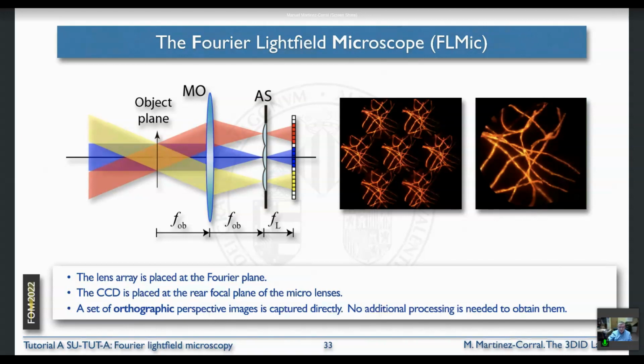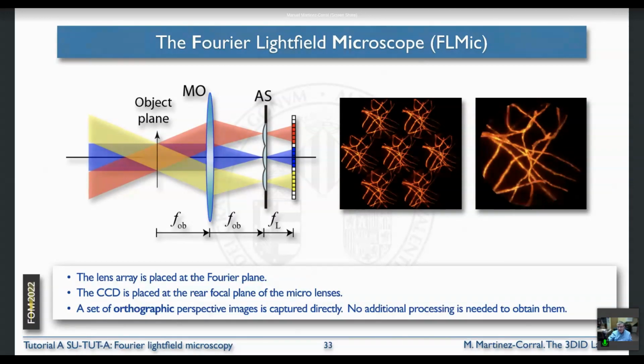And what happens with the upper microlens? It is collecting, with the same magnification, images of all objects or plane objects that are here in the red cylinder. So here we have an orthographic perspective of the object placed along this direction. And this angle would be the parallax angle, which depends on the focal length of the objective and also on the pitch of the microlens array.